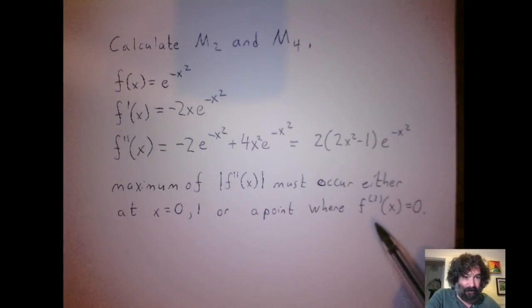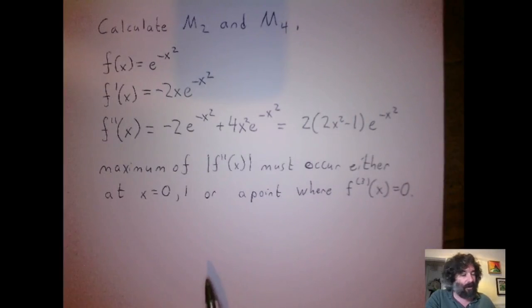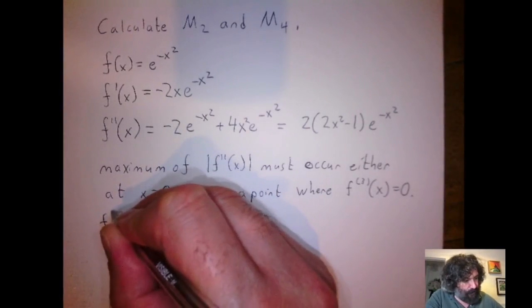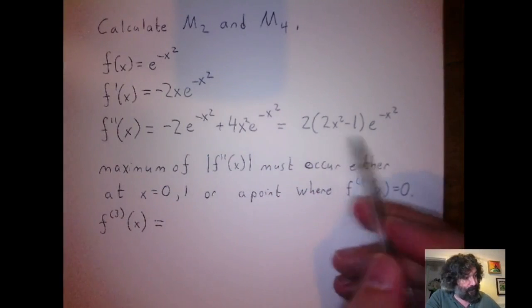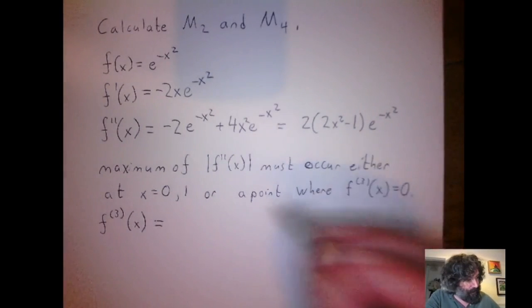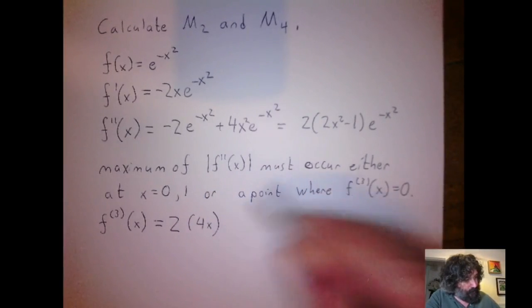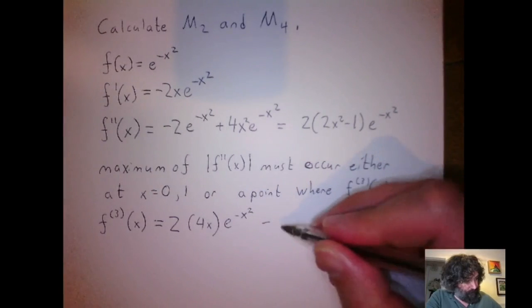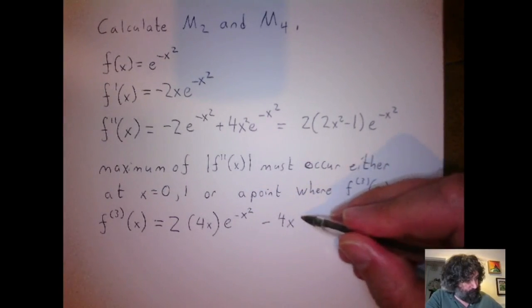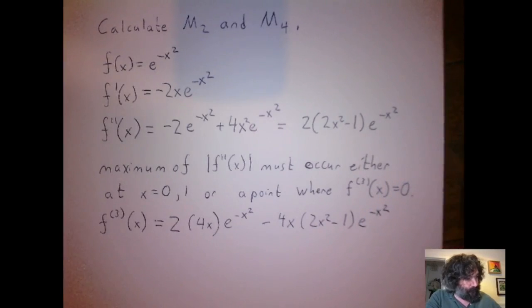and 1, but we should also check that there are no points inside the interval from 0 to 1 where the third derivative is equal to 0. So let's calculate the third derivative. We have to calculate that anyway in order to get to the fourth derivative for M4. You have to use the product rule again and the chain rule. So let's see, we have 2 times 4x, the derivative of the 2x squared minus 1, minus 4x times 2x squared minus 1, times e to the negative x squared.